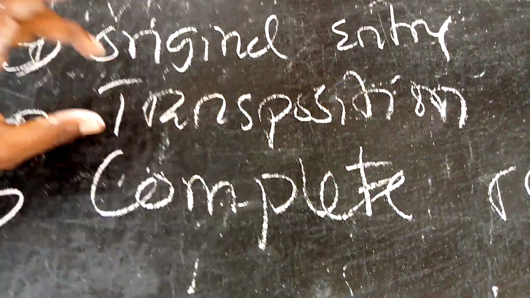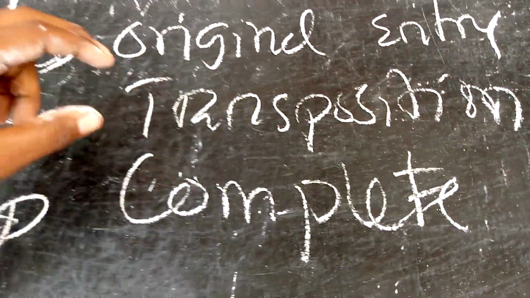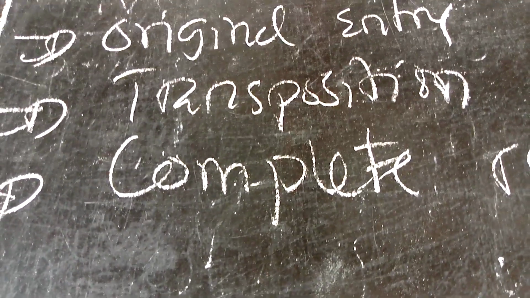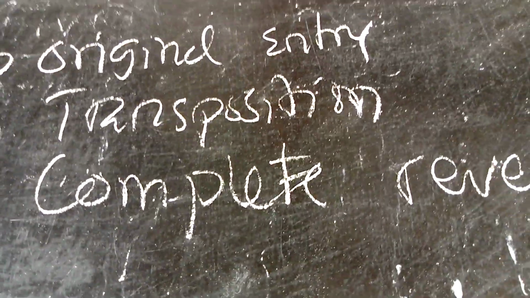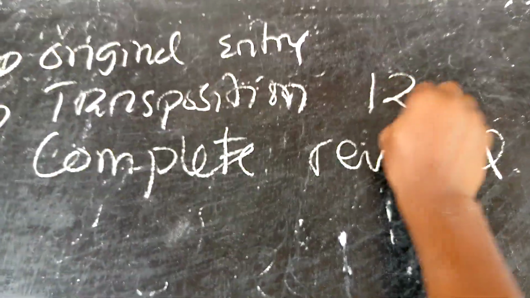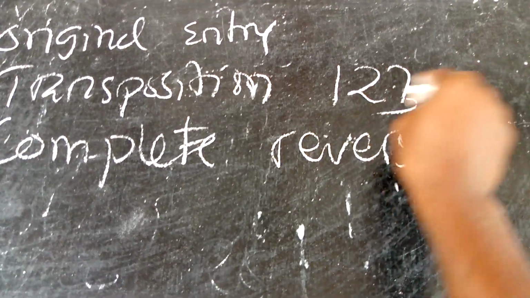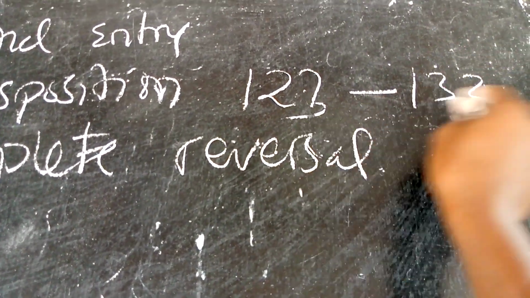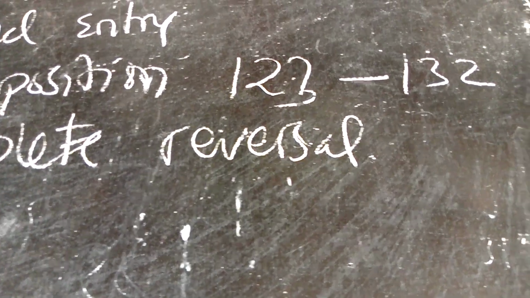But transposition, sometimes people mix it with the error of original entry. This one is an error where the difference is divisible by 3 or 9. At the end of the day, you're just mixing figures in a sequence of numbers. Let's say 1, 2, 3: instead of recording 1, 2, 3, you record 1, 3, 2. So when you check the difference, it will obviously be divisible by 3.